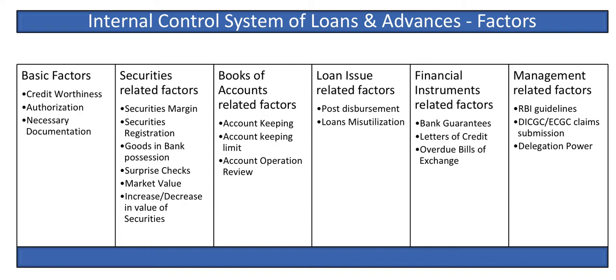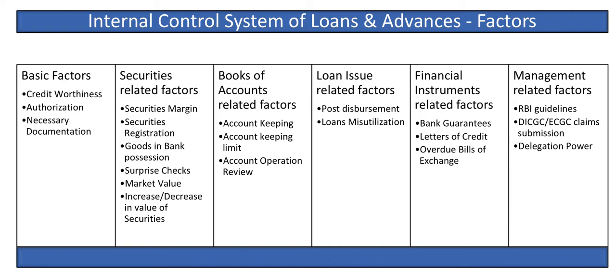We're going to look at bank audit. So loans and advances form a major portion in any bank. As an auditor, if we are asked to draft the internal control system of this particular section, what are the factors we need to keep on top of our head while drafting the internal control system?